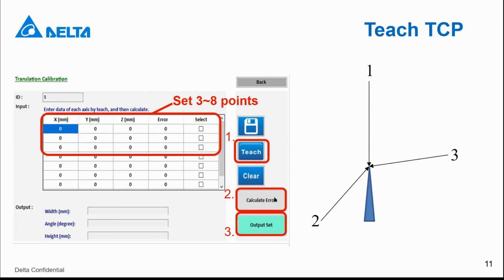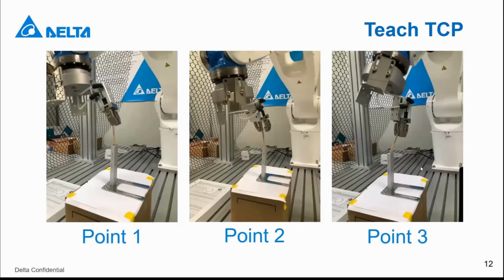Once you click calculate, you will see all the parameters already calculated by the software. Then click output set, and it will be set into the robot controller. So here are the real pictures you can see. This stick is a demo tool, and you always reach the same point with this TCP, but from a different angle.